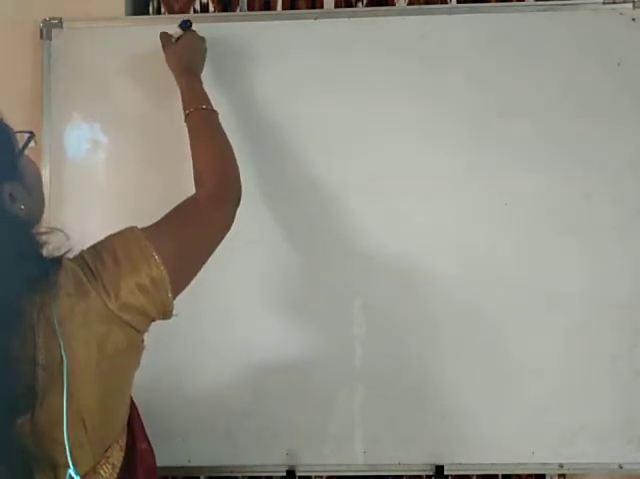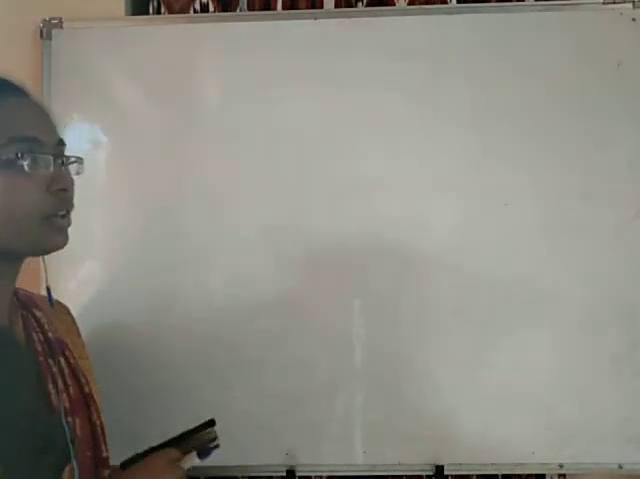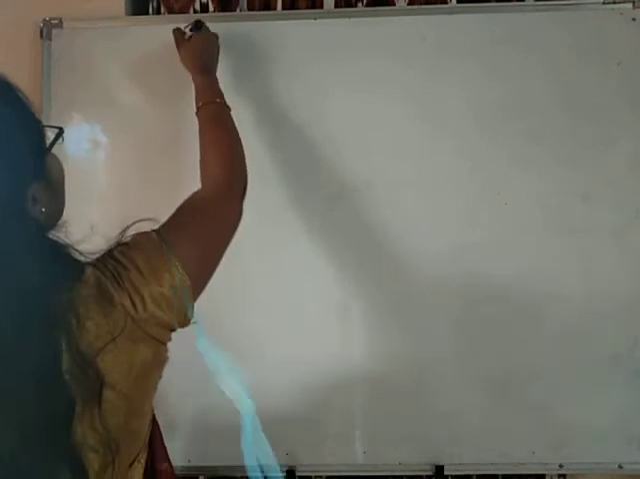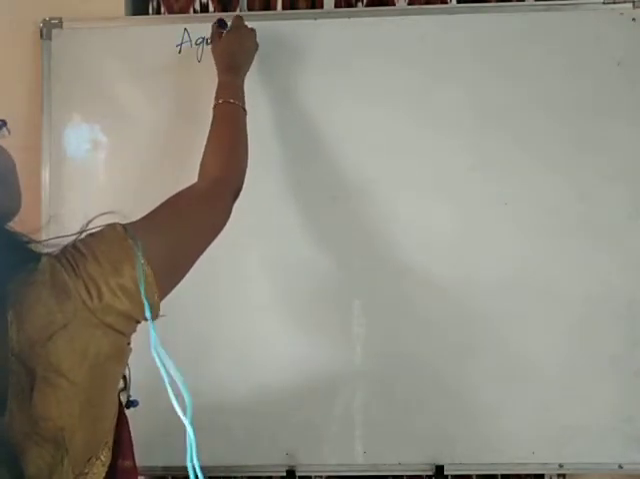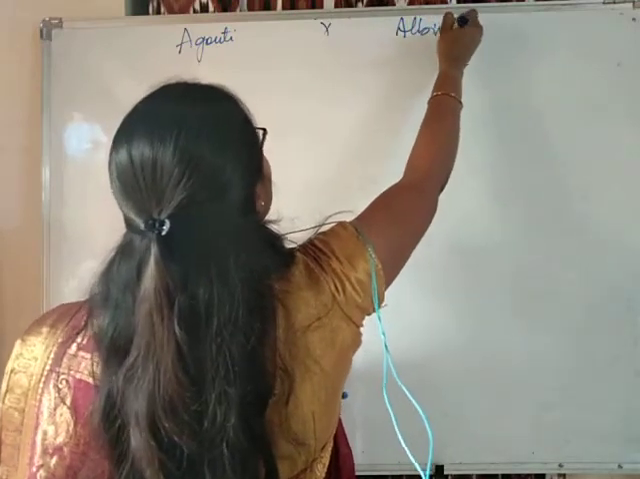So, students, here we are going to make a cross between the two mice, agouti and albino. We will make the cross between agouti and albino.